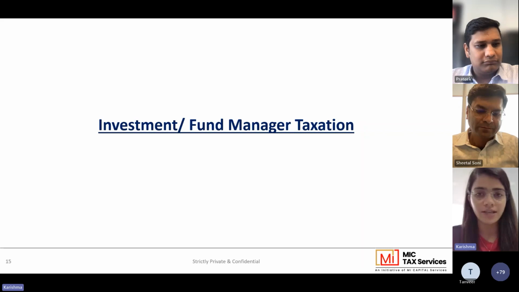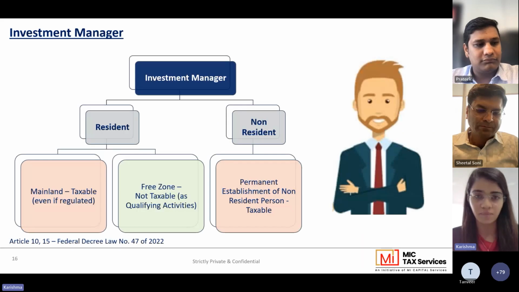Now coming to another very important topic, that is the investment fund manager taxation. There are many investment or fund managers residing within the country, and to put it in very simple language, there are two categories of investment manager. One is resident and another is non-resident.